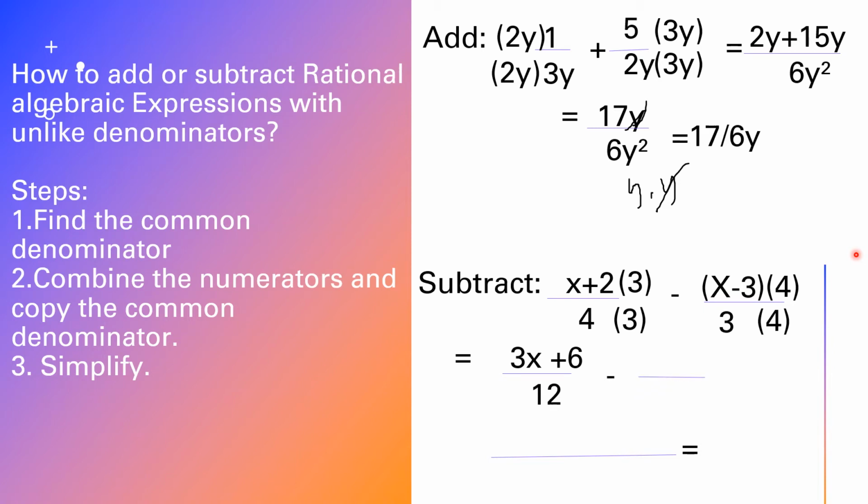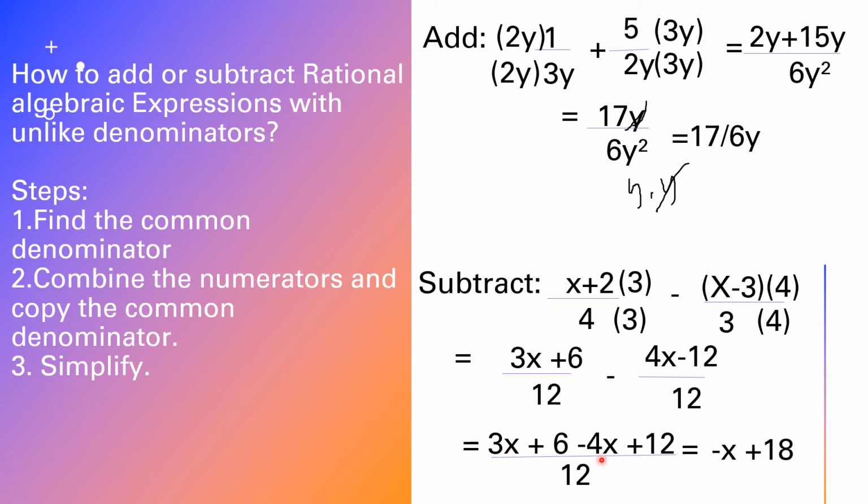And then we have minus. That is 4 times x. That is 4x. And then 4 times negative 3, that is negative 12. And denominator is also 12. Next is, look at the numerators. Combine this, and then copy the common denominator. So we have here 3x minus 4x, and that is negative x. Then 6 plus 12, that is 18, divided by 12.